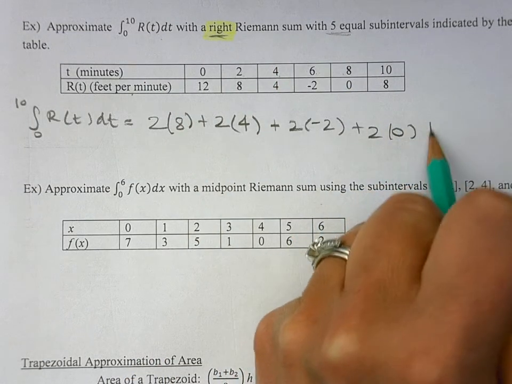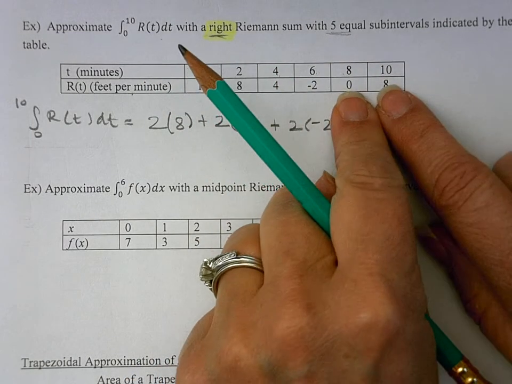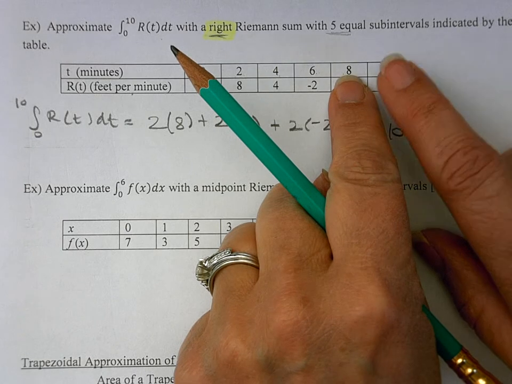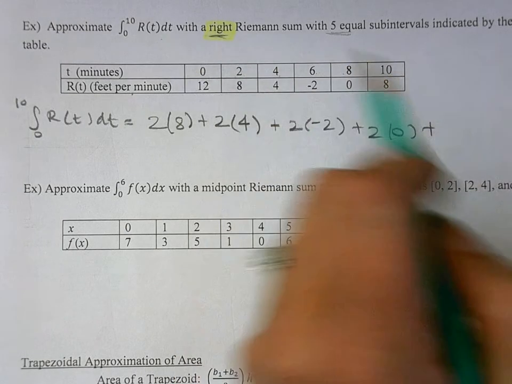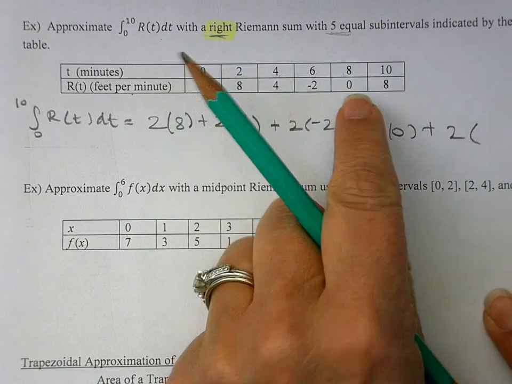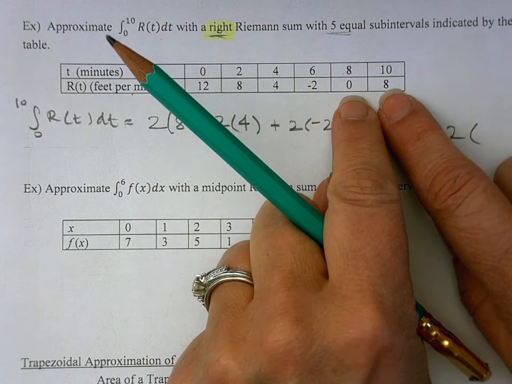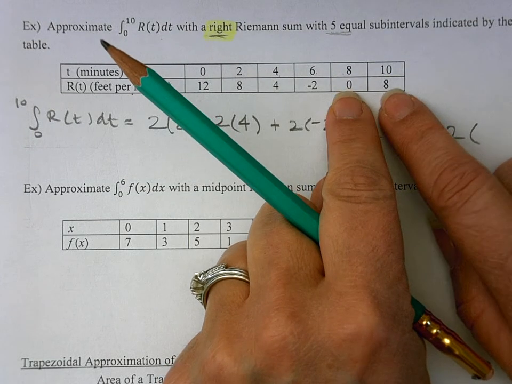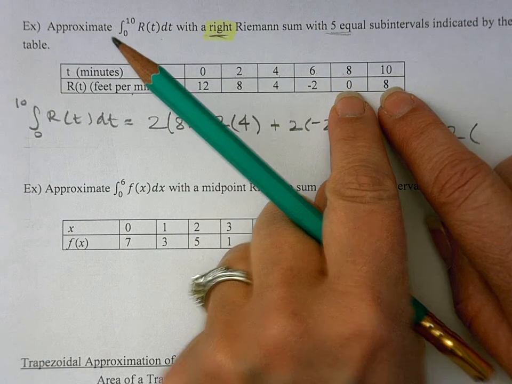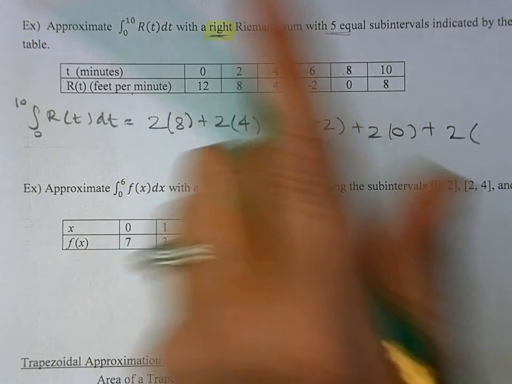And then my last interval here, so 8 to 10. So when I go from 8 to 10, that's 2 units across. And then now I need to figure out, so there's my base, 2. Now I need to figure out what height do I use, 0 or 8. So is it eeny meeny? It is not eeny meeny. I use the right side. So that would be 8.